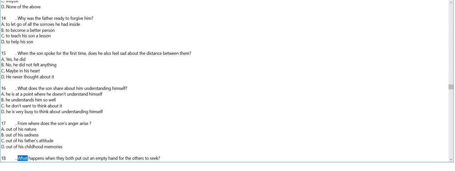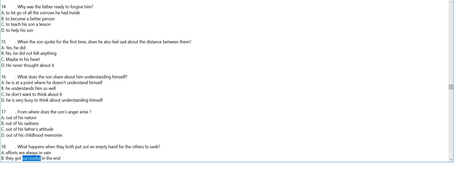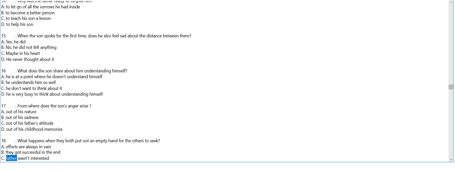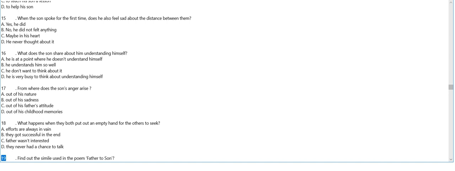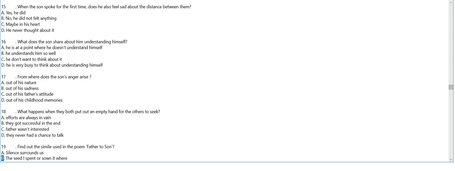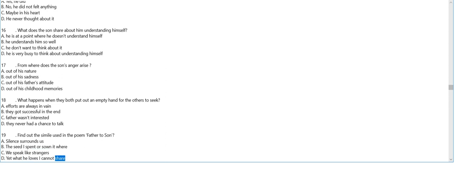18. What happens when they both put out an empty hand for the others to seek? A. Efforts are always in vain. B. They got successful in the end. C. Father wasn't interested. D. They never had a chance to talk. 19. Find out the simile used in the poem Father to Son. A. Silence surrounds us. B. The seed I spent or sown it where. C. We speak like strangers. D. Yet what he loves I cannot share.